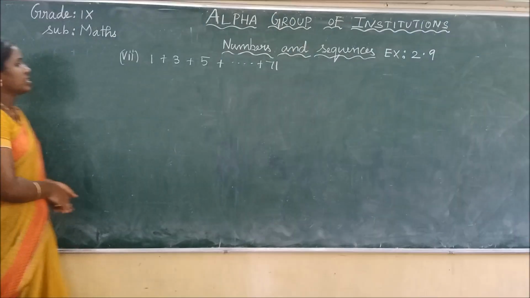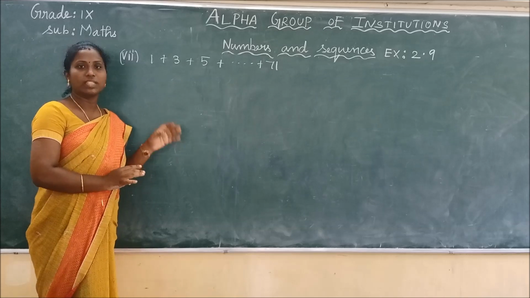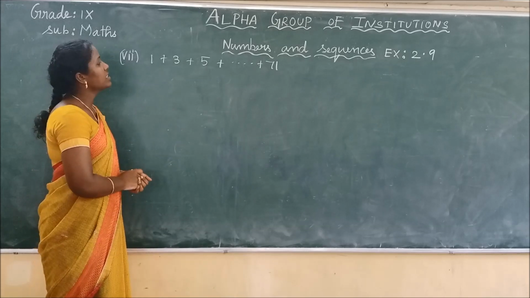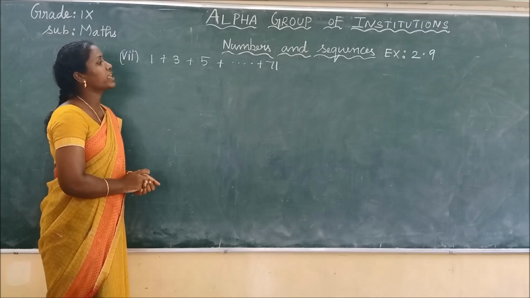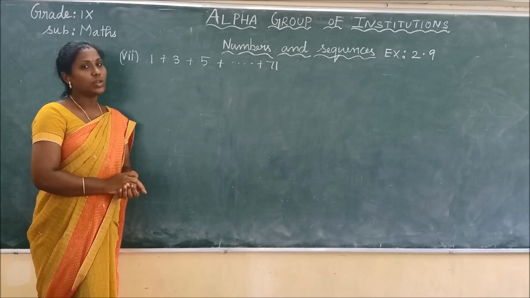Okay. See the seventh subdivision in the first problem, children. The first problem has 7 subdivisions only. This is the last subdivision in the first problem. See the seventh question: 1 plus 3 plus 5 etc. up to 71. Okay, we are going up to 71.